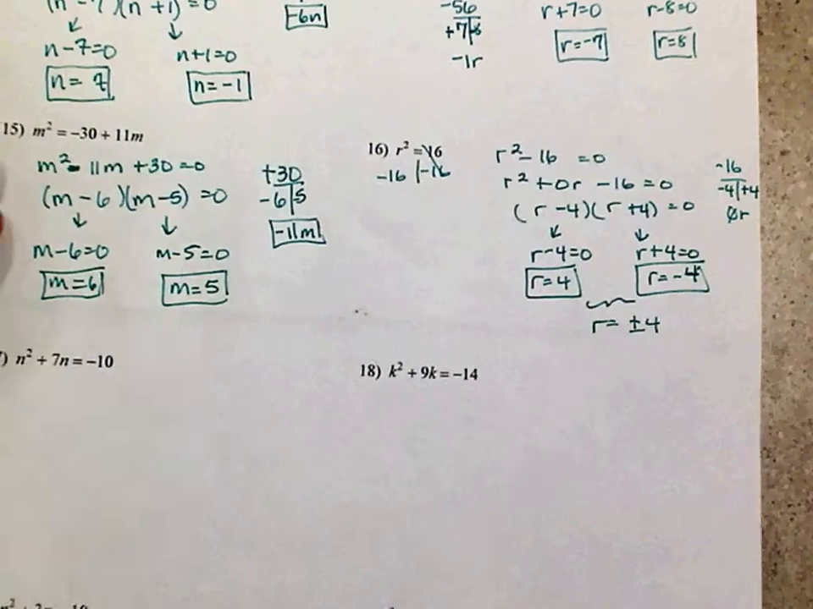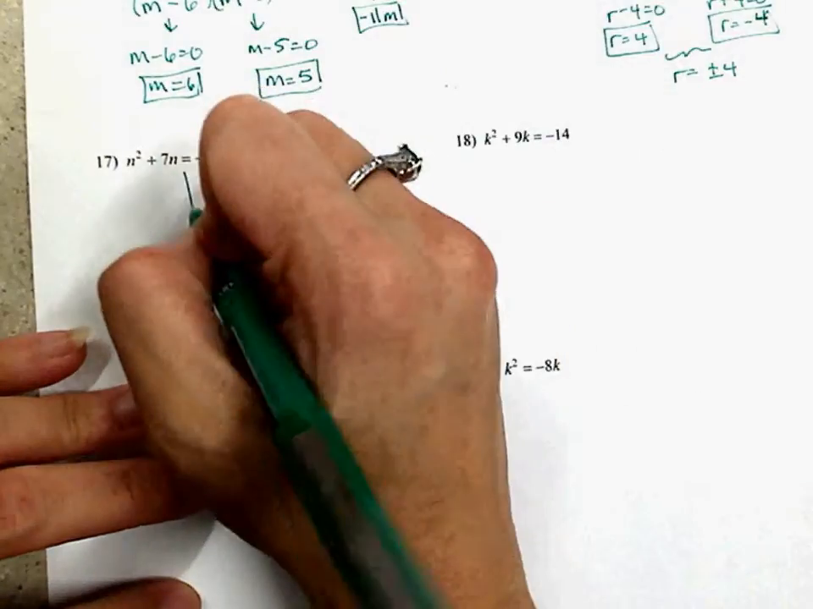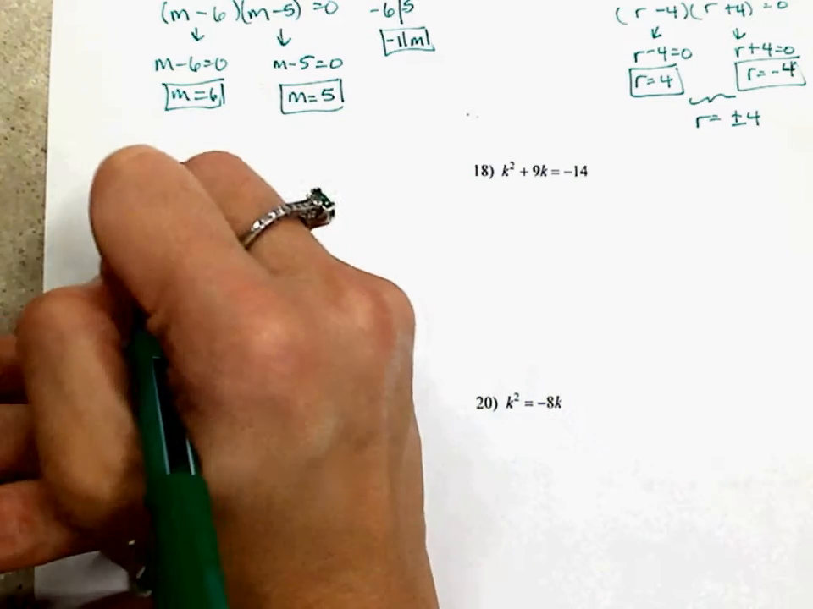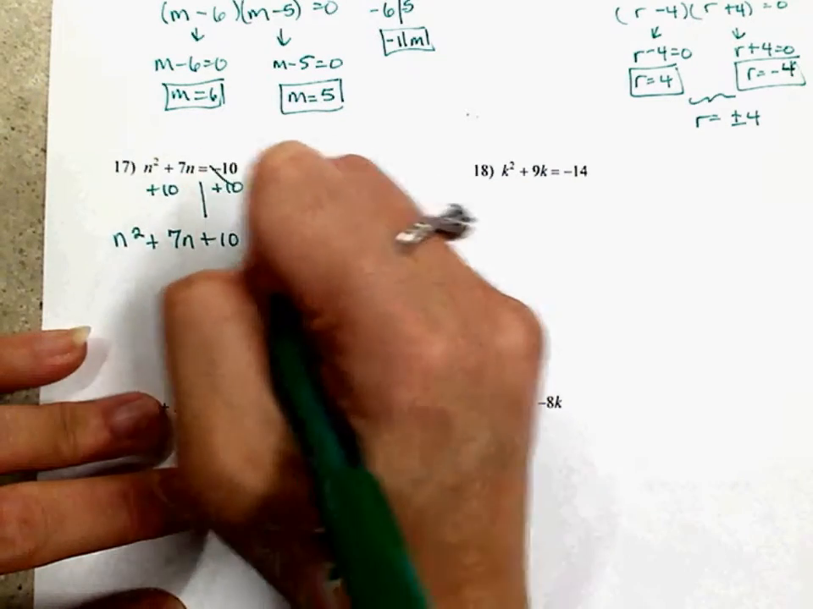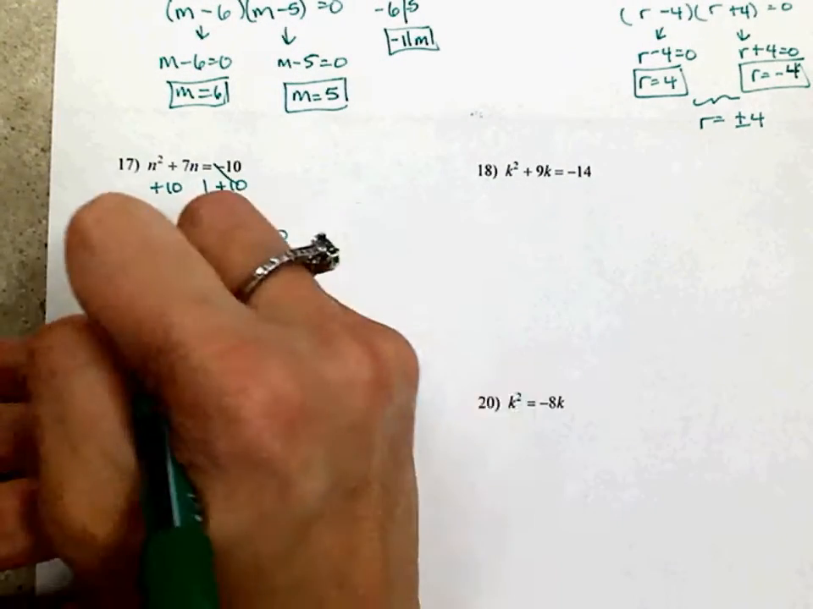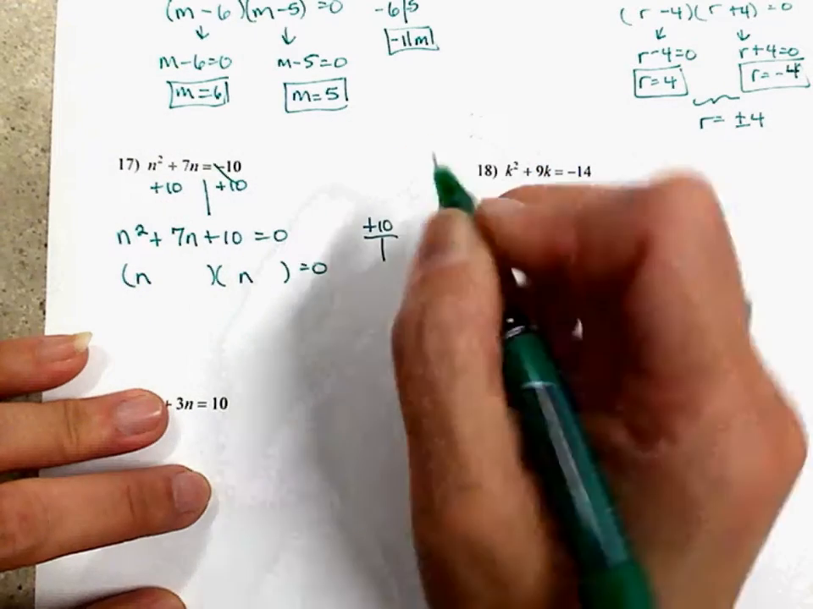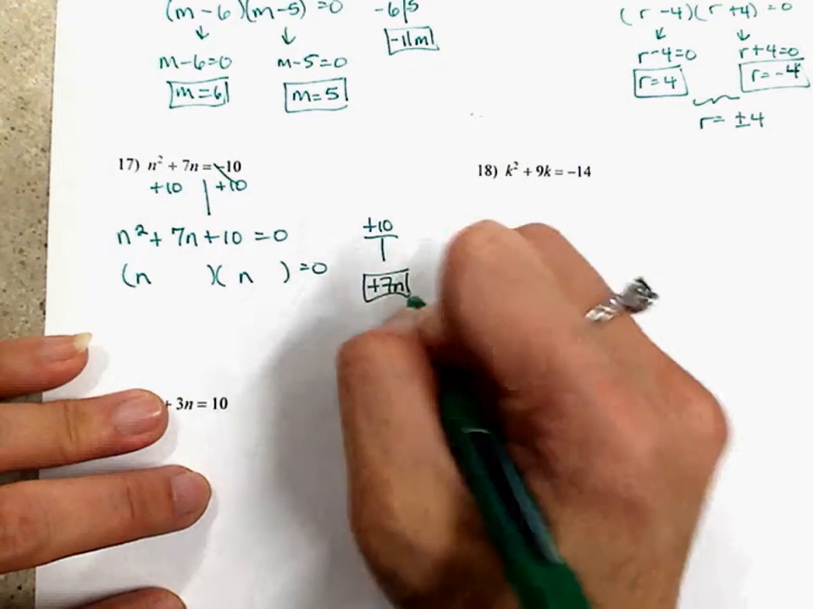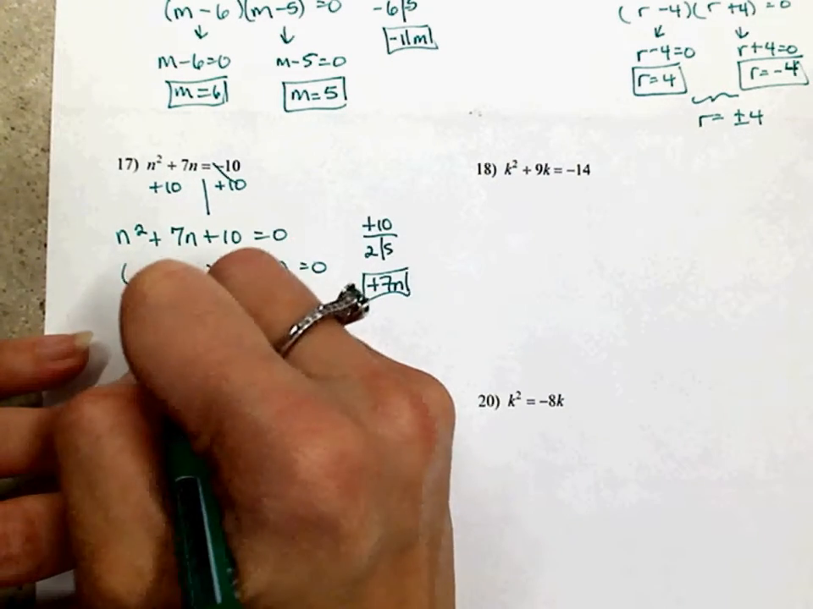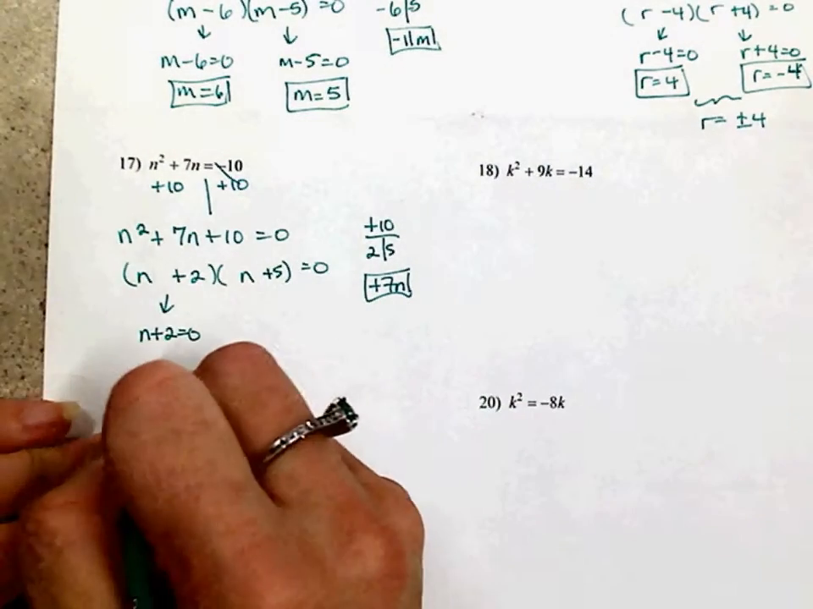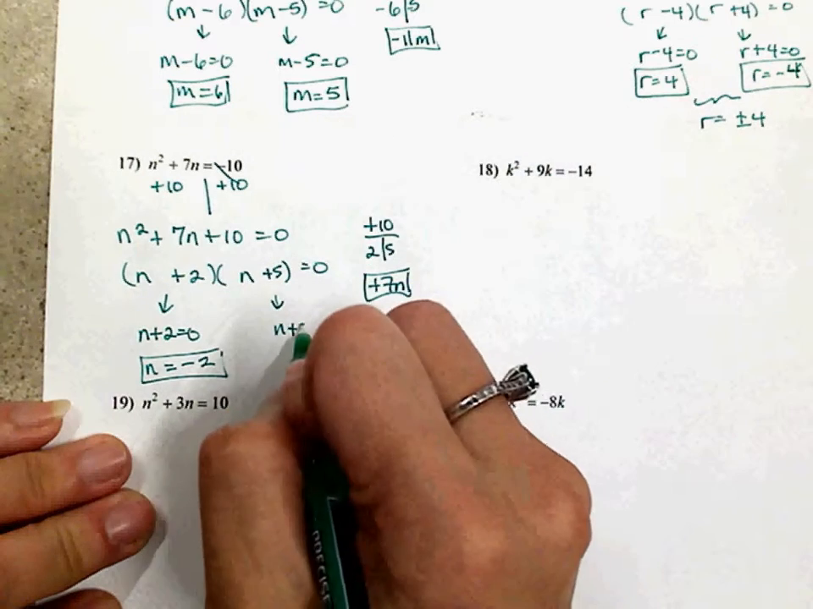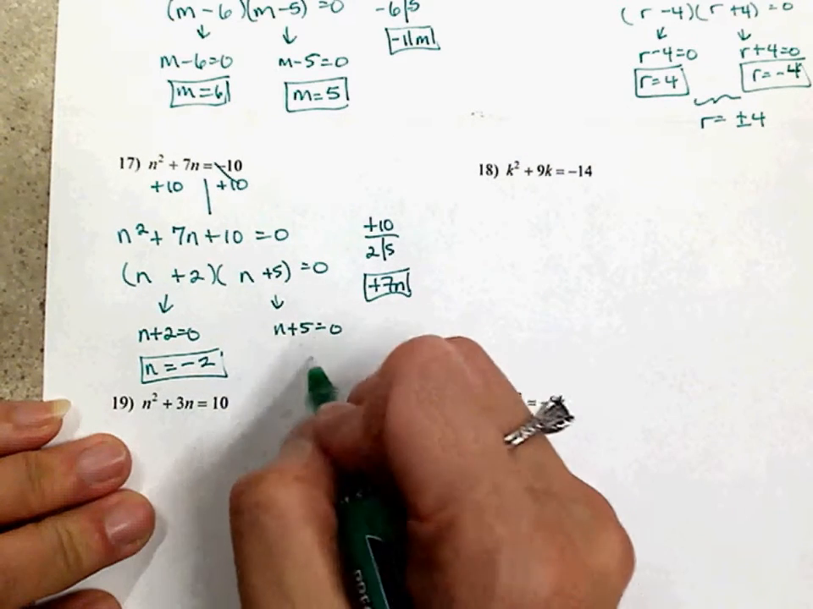Number 17. Add 10 to both sides. So you have n squared plus 7n plus 10 equal to 0. Two sets of parentheses, n and n. 10, and I wanted to add to give you 7n, 2 and 5, plus 2, plus 5. Set it equal to 0, so n is equal to negative 2. Set that equal to 0, okay. So n is equal to negative 5.